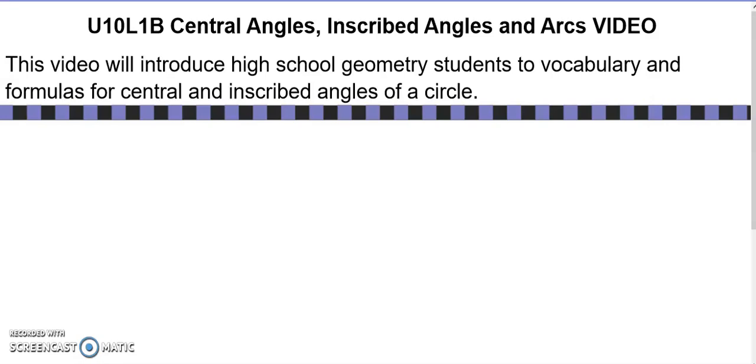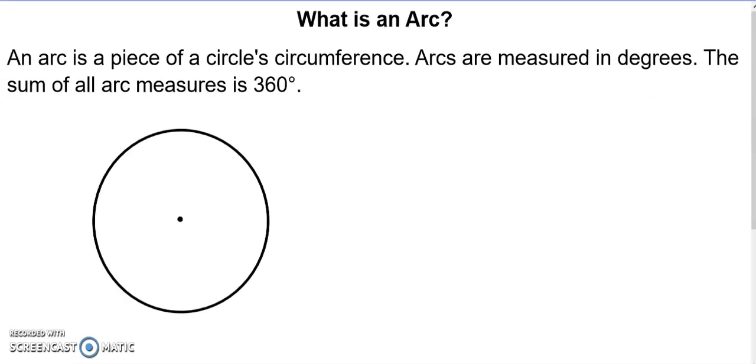Alrighty, Patriots. In this video, we are going to address parts of a circle that are called arcs and central angles and inscribed angles and the formulas that we can use associated with those parts. So what is an arc? An arc is a piece of a circle circumference. If we take a highlighter and trace just a portion of a circle, that's an arc.